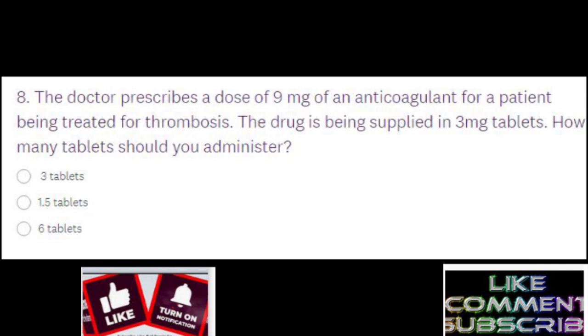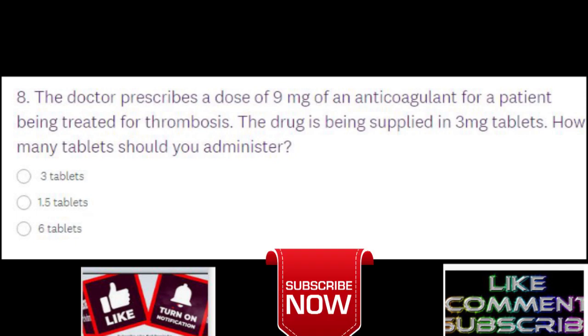The doctor prescribes a dose of 9 milligrams of an anticoagulant for a patient being treated for thrombosis. The drug is being supplied in 3 milligram tablets. How many tablets should you administer? So listen to the question. It's a little bit of math. The doctor prescribes a dose of 9 milligrams of an anticoagulant. Okay, and the drug is being supplied in 3 milligram tablets. So the question is, how many tablets should you administer?